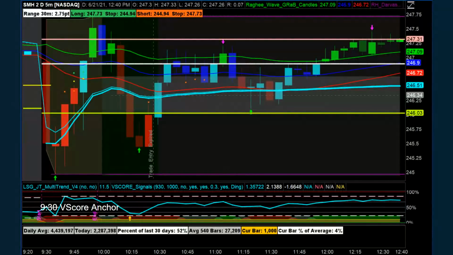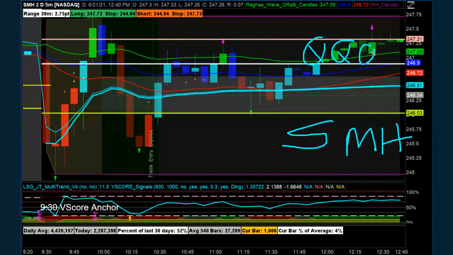All right, let's look at another example, and this is the SMH. Semiconductors. Isn't this under that QQQ umbrella? So let's say the XLK, XLC, and XLY don't look so good. I can start looking at semiconductors. V-score and price. Now, in this example, I'm showing you something a little different, and this one is being patient with an early setup. We only have one signal here.